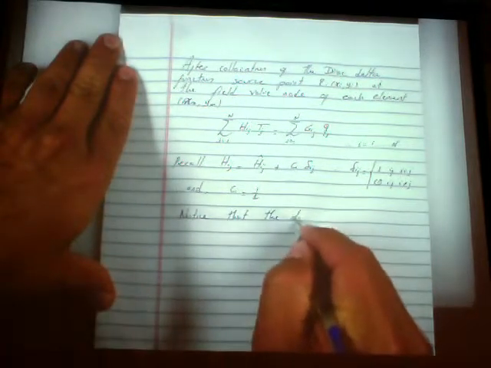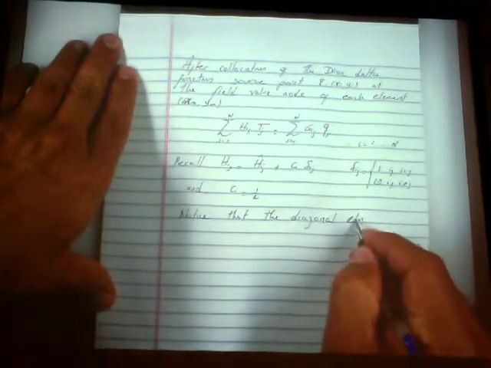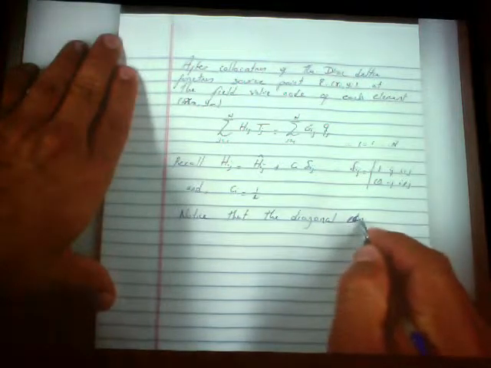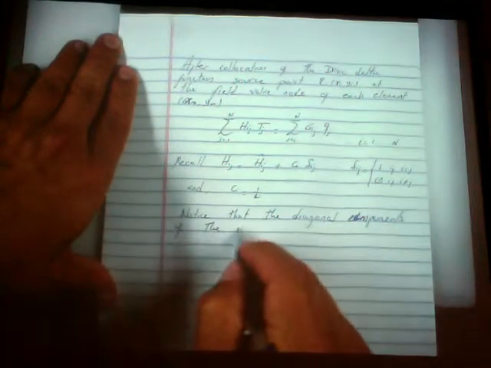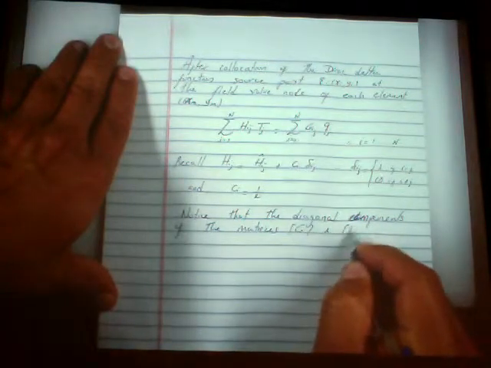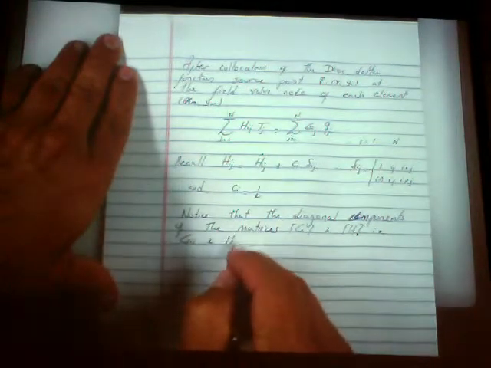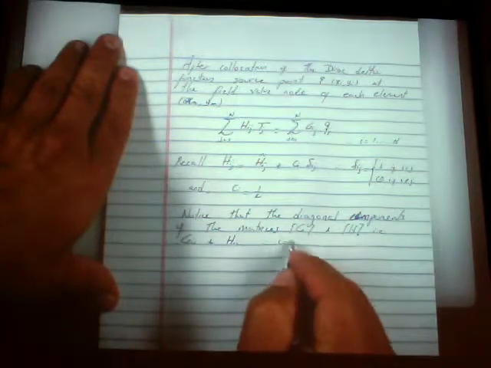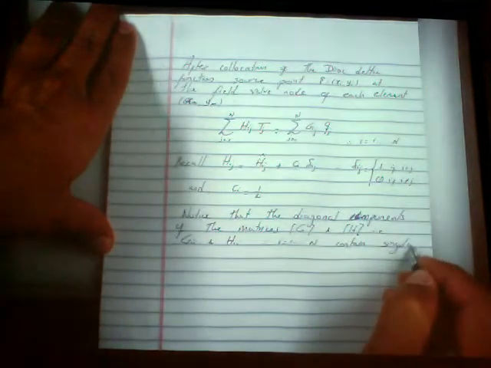the diagonal components of the matrices G and H, i.e. GII and HII for I equals 1 through n, or you can call it GJJ or HJJ, same thing, contain singular integrals.